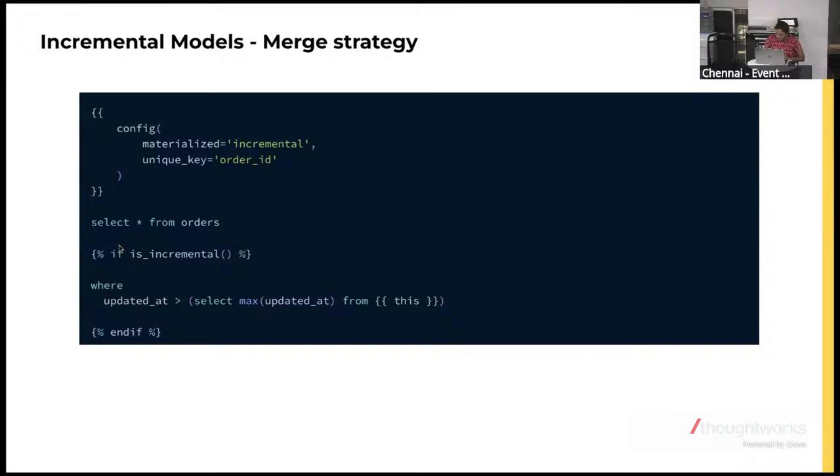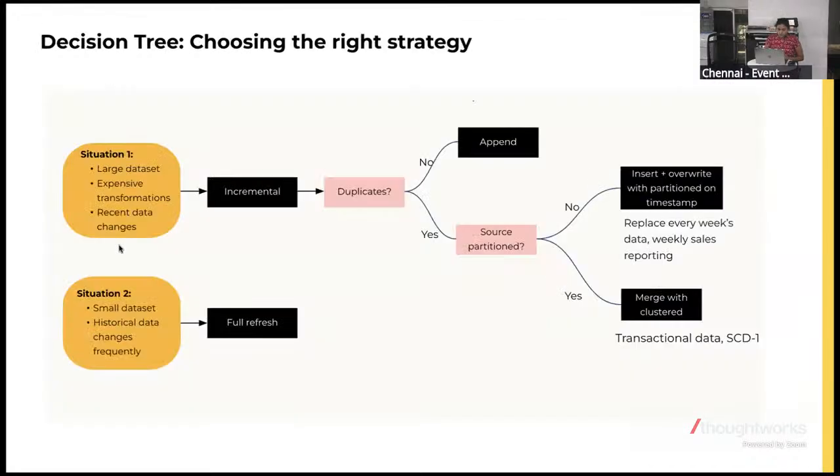Okay, so one situation is where you have a very large data set, and extensive transformations are happening, and only some recent data changes. The historical data doesn't change, like transactional data. Every day you get that data, and the historical data is not going to change. Whatever transactions are happening, it is going to keep on updating. So in that case, it's better to use incremental models.